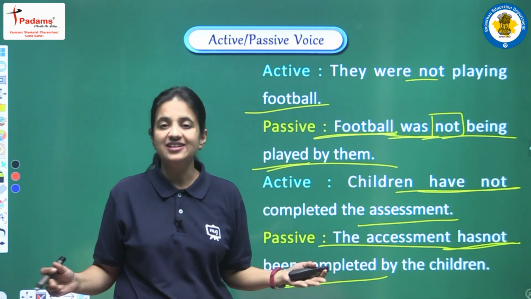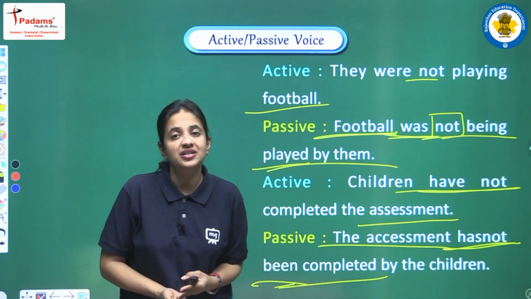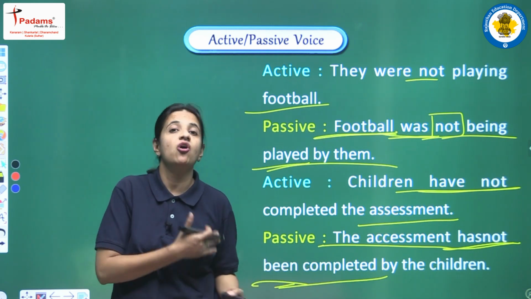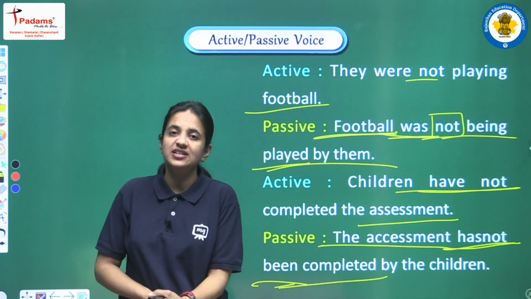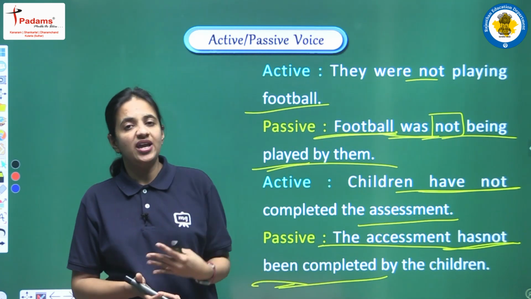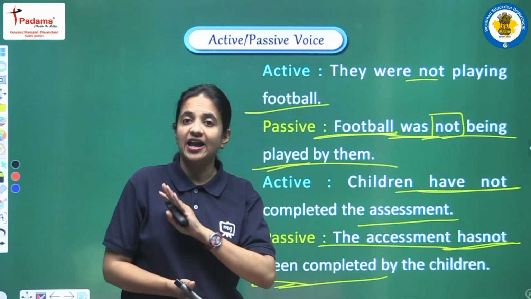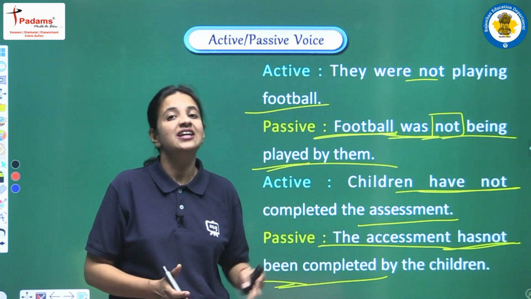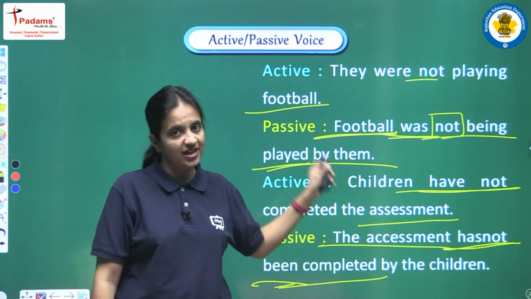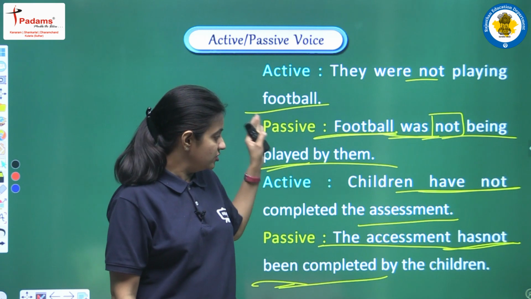Okay, clear? So in this way, just remember this thing that we can have positive, negative, interrogative or imperative, any form of the sentence in active voice. So when we are converting that sentence, we have to follow the same form. We cannot change the form of the sentence. Negative active voice will be negative only in passive voice, okay, like in this way, because we have seen so many examples.